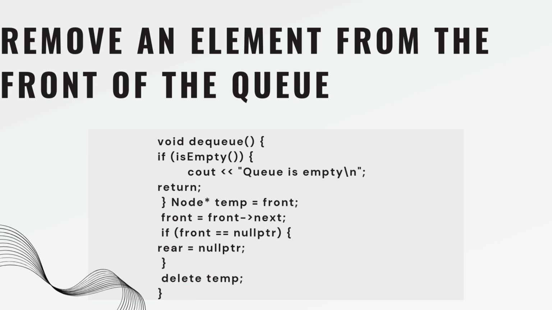So the dequeue method removes an element from the front of the queue and it first checks whether the queue is empty or not. If it is, it prints "Queue is empty" and exits. Otherwise, it moves front to the next node. If front becomes nullptr after the removal, rear is also set to nullptr. Finally, it also deletes the removed node.